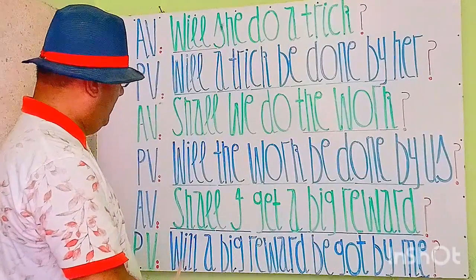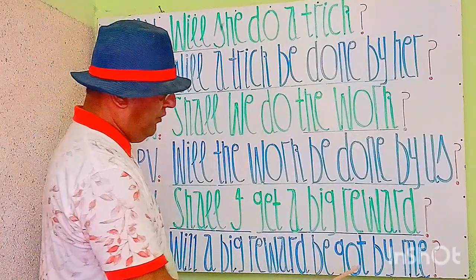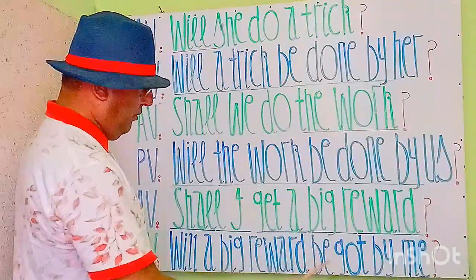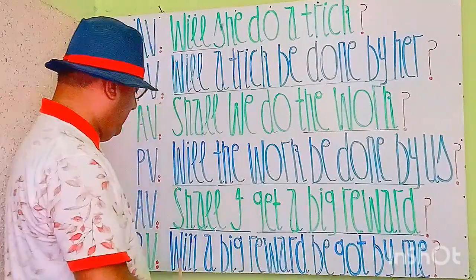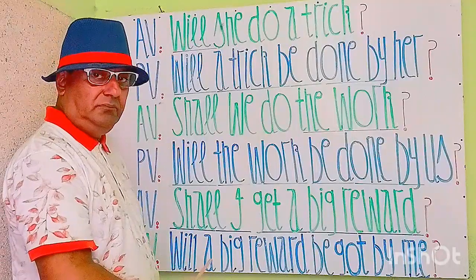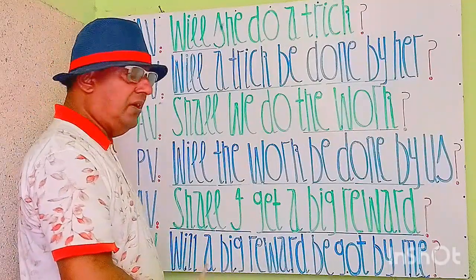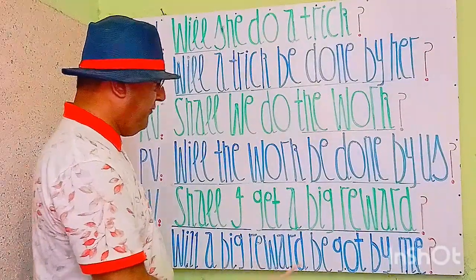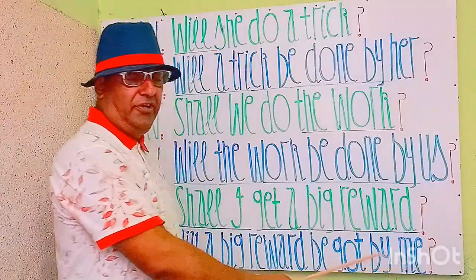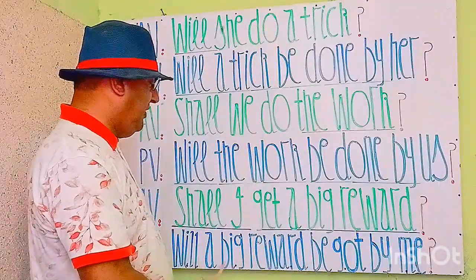You see my students, will a big reward be gotten by me? Interrogative sign. So you see here, a big reward comes here as the subject. So this is the change in the passive.